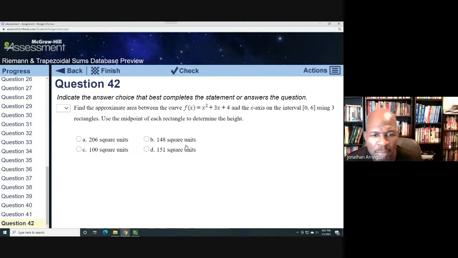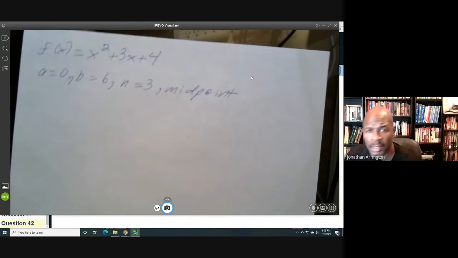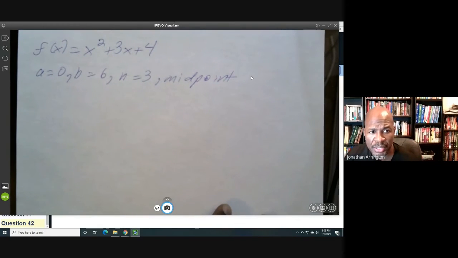And before I work it out, let me just point out a couple of things. So this is the interval here. So a is 0, b is 6. We're using 3 rectangles, so n is 3. So those are important things to know when we work out the Riemann sum from a function. All right, so I have the essential information written here.